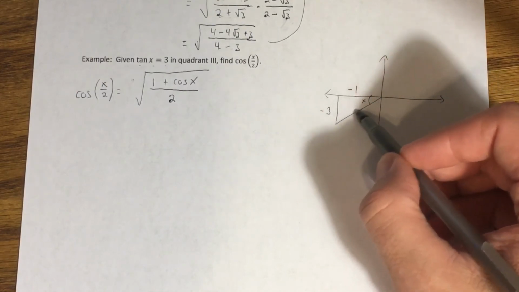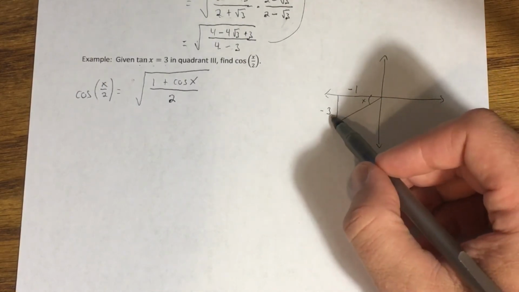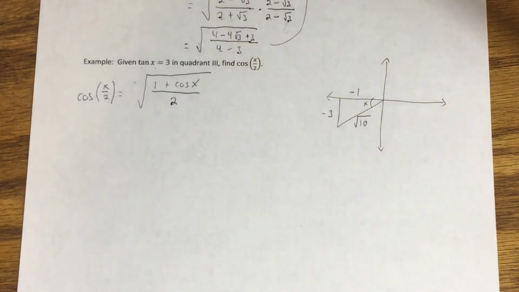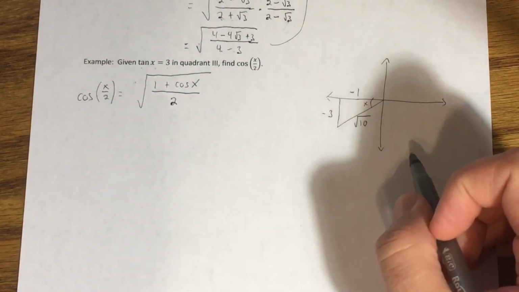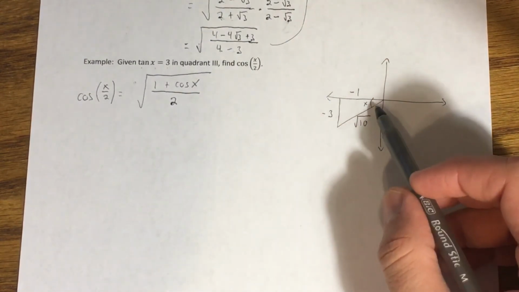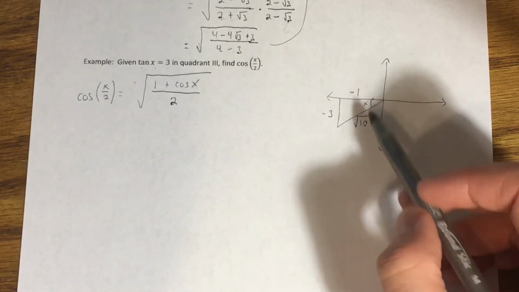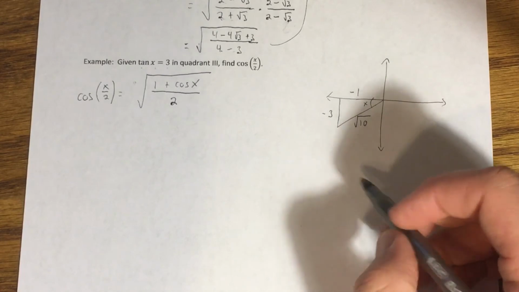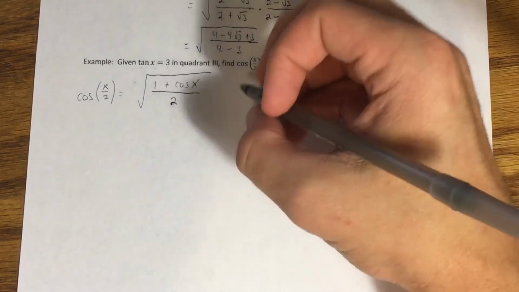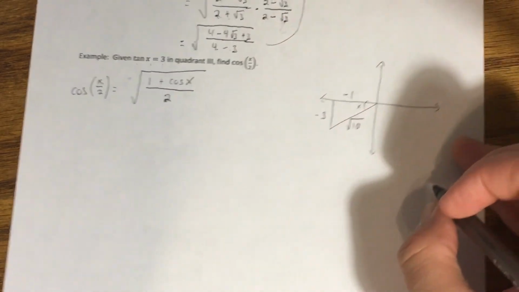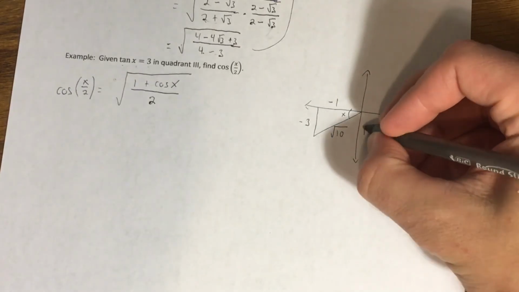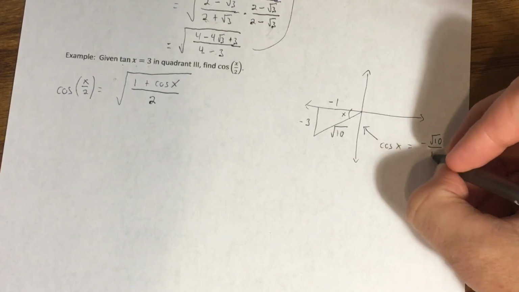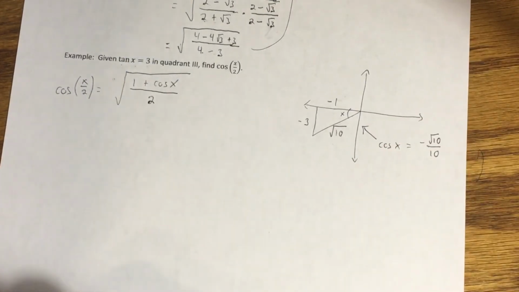Pythagorean theorem would help me get this guy right here. So that's 9 plus 1, which is 10. Square root of that is root 10. All right. With that said, can I find cosine of x? The cosine of x is adjacent over hypotenuse. So negative 1 over root 10. Or if I were to rationalize, that's negative root 10 over 10. So cosine of x equals negative root 10 over 10. And so that's what I'm going to be able to put in here.